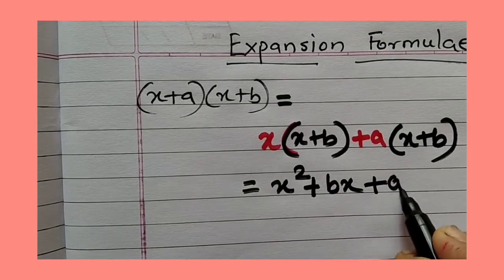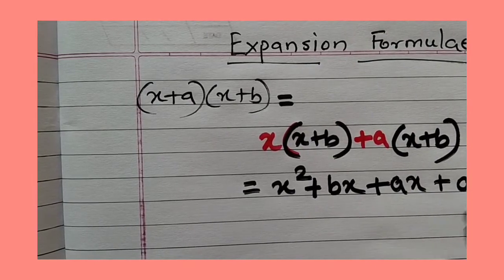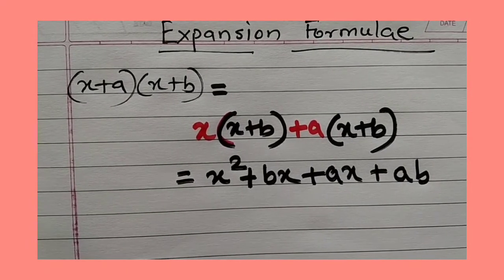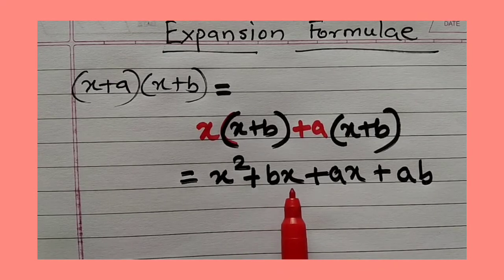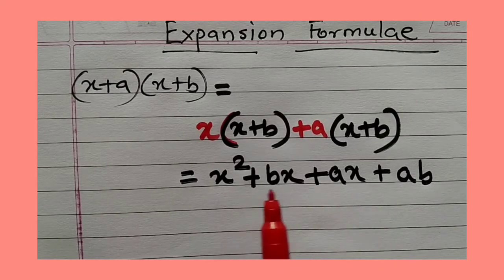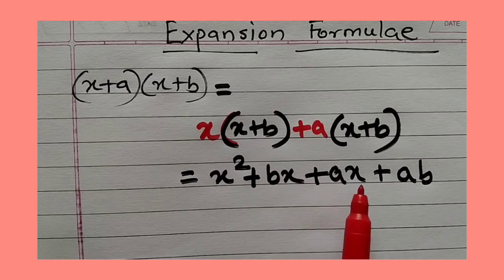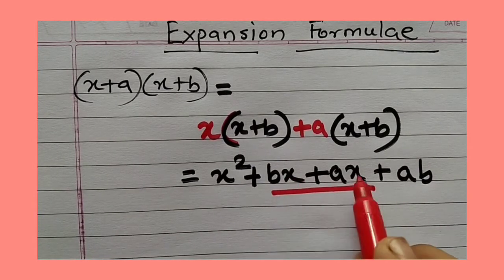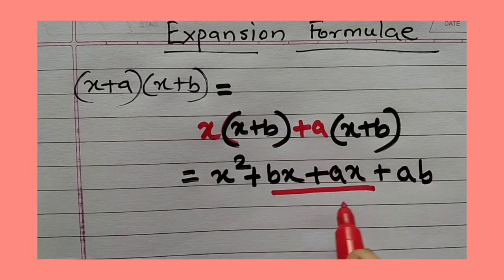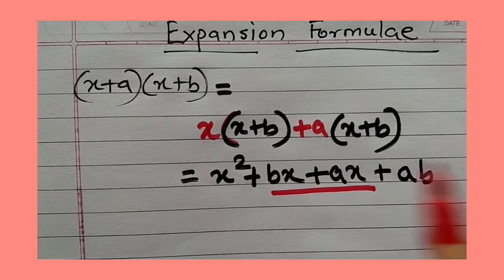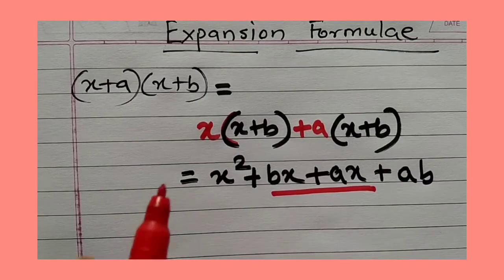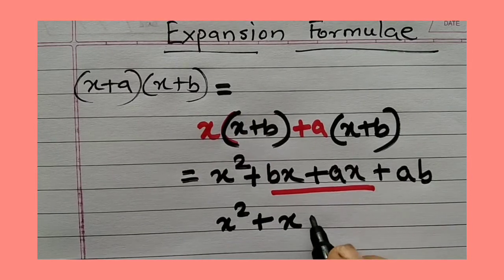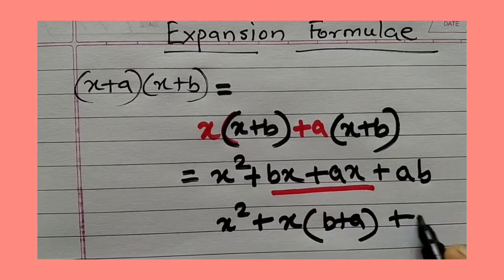Here, ax + ab. Now, as I told you last time, what is the variable here? The variable is x. So these two are like terms, and we can do the addition. This is x², this is ab; they are not like terms. Only these are like terms. So we will write this as x² + x, taking x outside, (b + a) + ab.